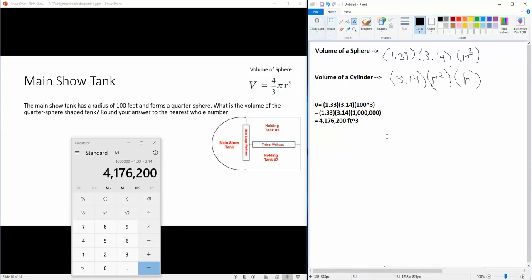As a reminder, your units are actually cubic feet. Very, very important that you're putting the units as cubed. It doesn't mean we're cubing the number again. It's our way of saying you're looking at a volume.